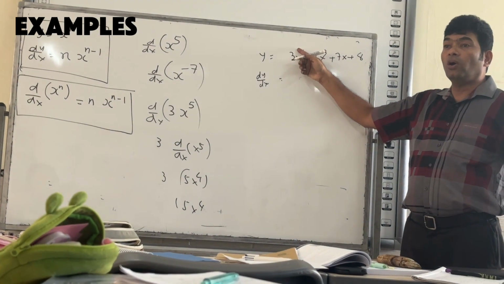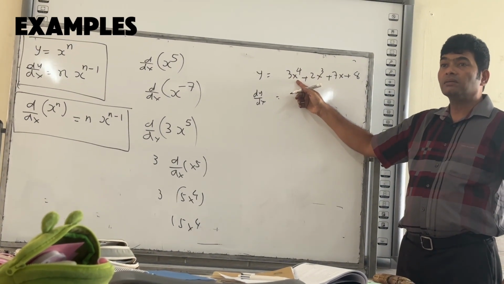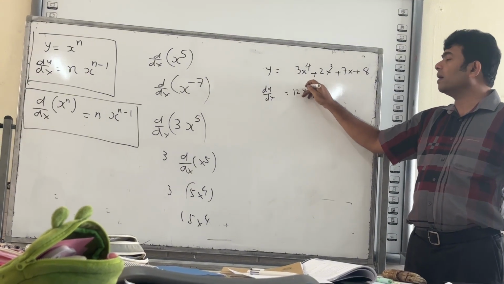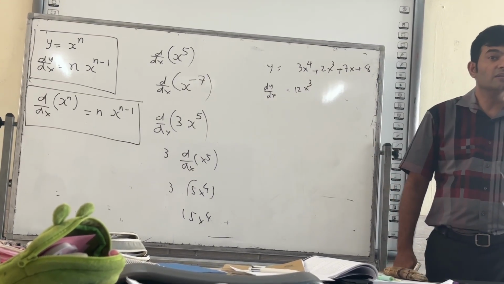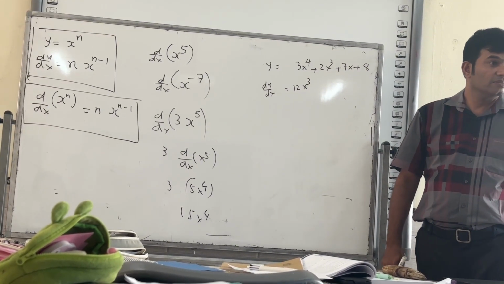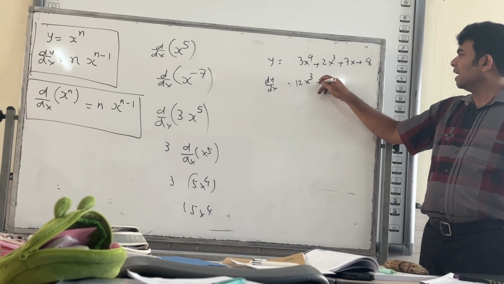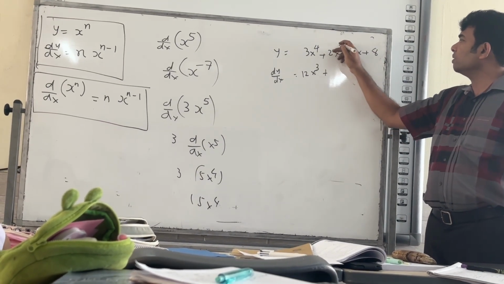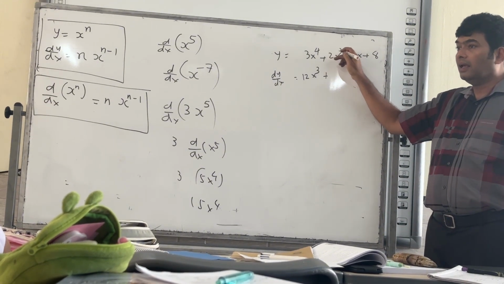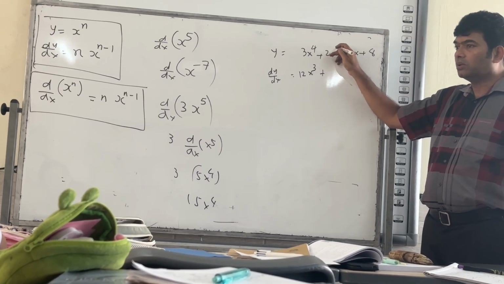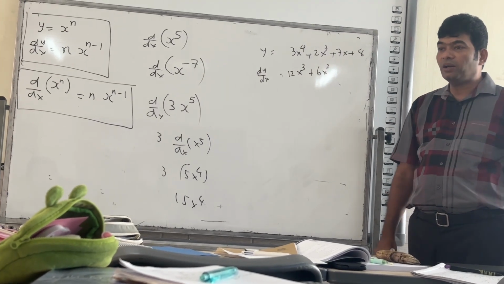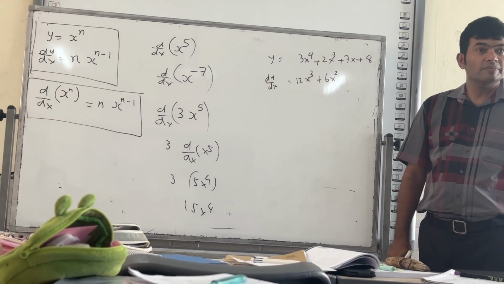So 4x to the power 3, and 3 times that 4 becomes 12 x to the power 3. Understood or not? Plus this 2 you take outside. What is the derivative of x to the power 3? 3x raised to 2. That 3 and this 2 become 6 x to the power 2. Correct or not? Understood?